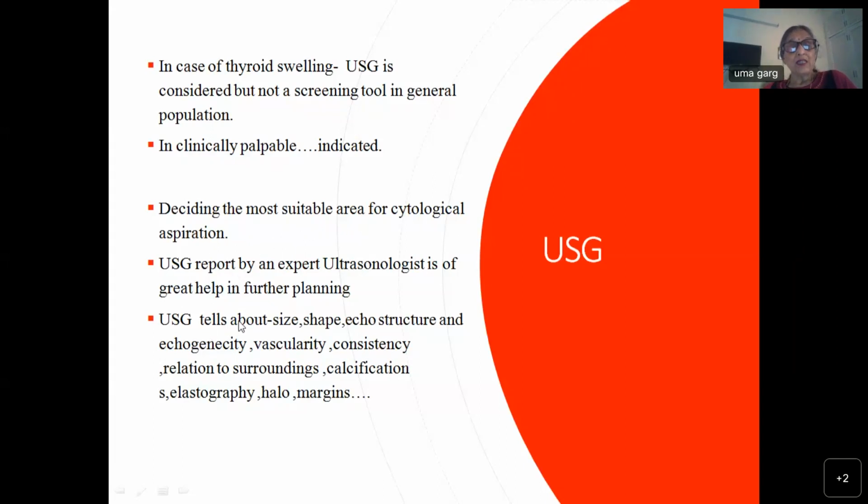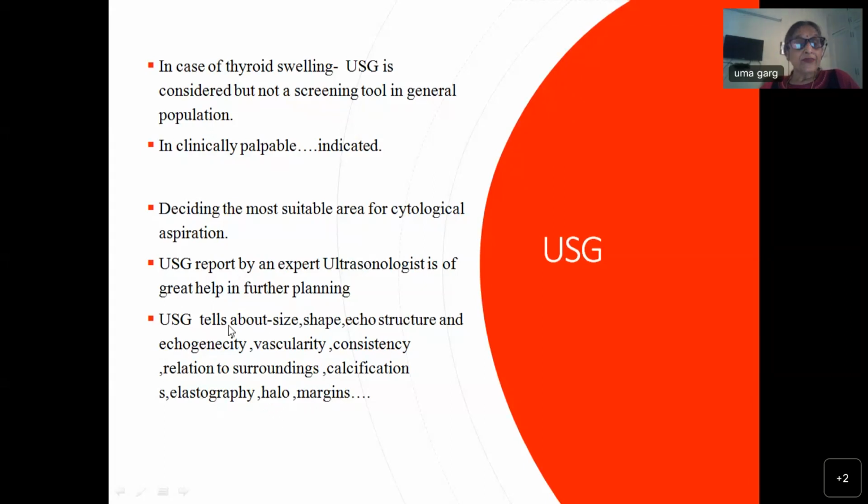And USG tells us about the size of the thyroid swelling, its shape, the echostructure of the nodule itself, the echogenicity of the nodule in relation to the surrounding thyroid and other structures, vascularity of the nodule, consistency, its relation to surrounding structures like vessels, muscles, trachea, any calcification, whether microcalcification, macrocalcification, or rim calcification, then elastography, the compressibility of a swelling when it is pressed with the ultrasound probe. Then the halo around the swelling and how the margins are, whether regular or irregular.